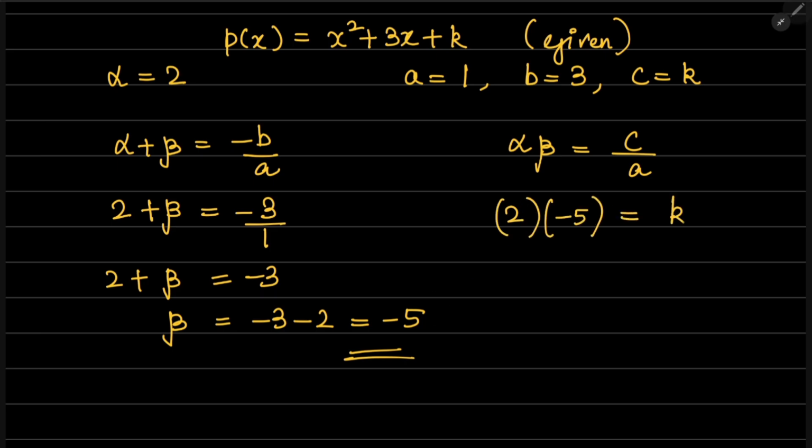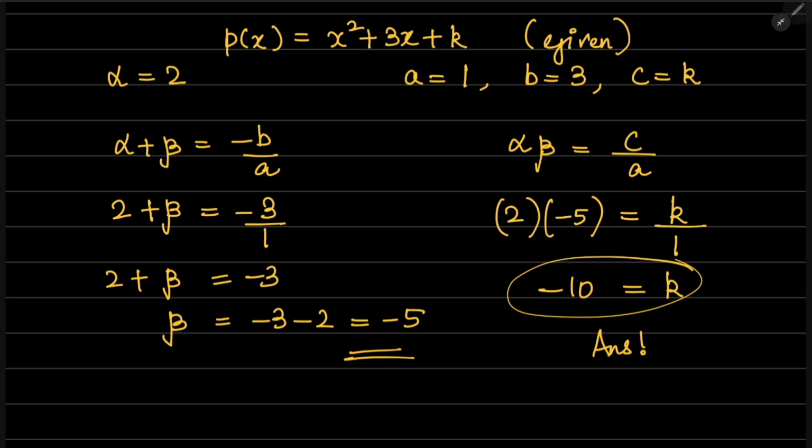Equal to c, which is nothing but your k, by your a, which is 1. So what is 2 into minus 5? Minus 10 is equal to k. So what is your final answer? k equals minus 10. See how easy it is.